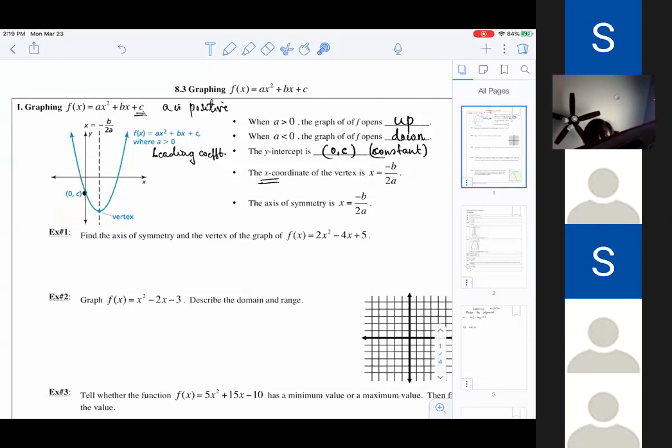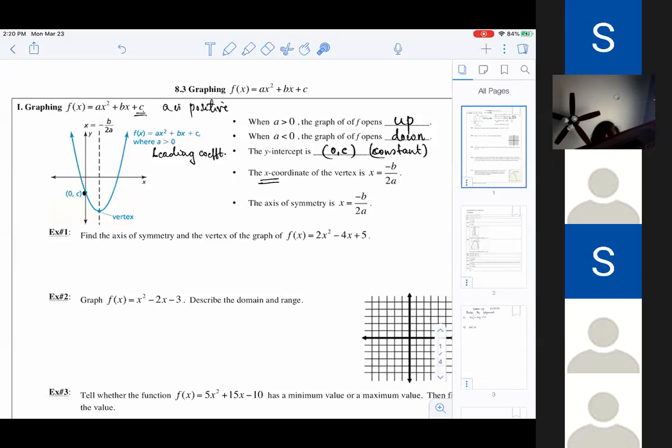Okay, let's go over this one more time. f of x is equal to ax squared plus bx plus c is called the standard form of a quadratic equation. When the leading coefficient, which is a, is positive, the graph opens up. When the leading coefficient is negative, the graph opens down. The constant, which is c, is the y-intercept, so (0, c) is the y-intercept. You can find the x coordinate of the vertex by memorizing this formula: x is equal to negative b over 2a. The axis of symmetry is x is equal to negative b over 2a.